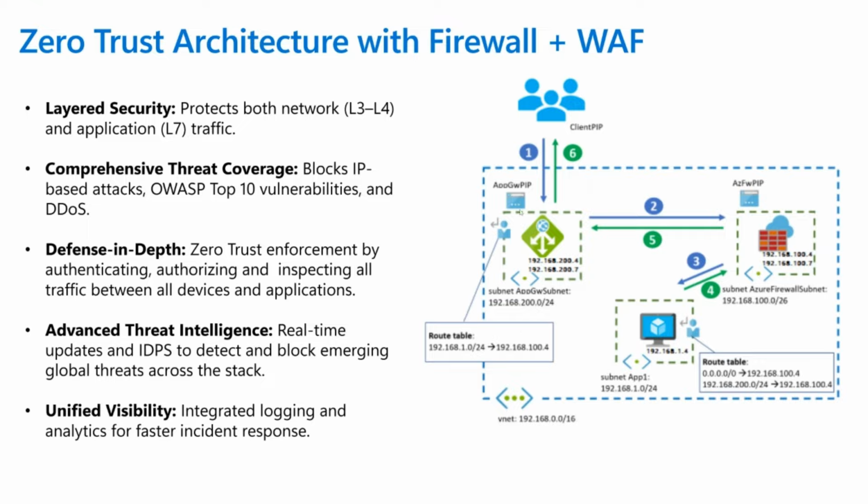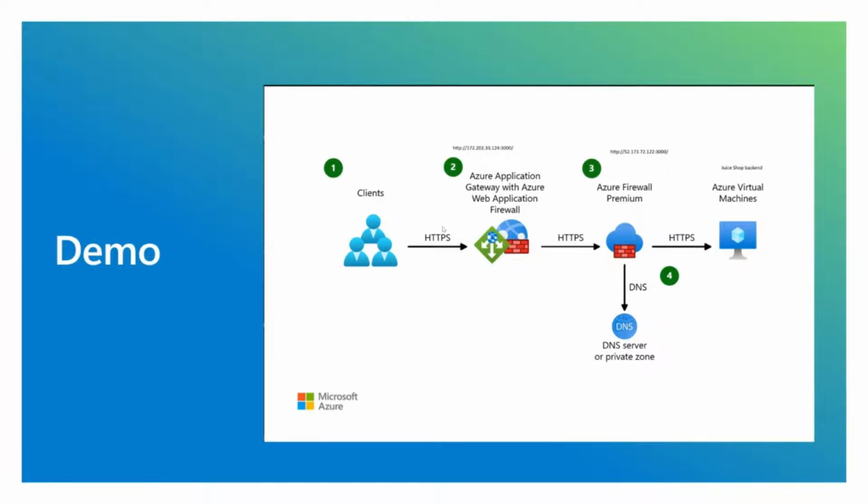So this is one of the architectural diagrams where we can use both firewall and WAF together. Here the WAF is on the front line, and then the traffic goes to the firewall before it hits our cloud workloads. Now, to understand this clearly, I'll hand it over to Sai, who will be demonstrating how WAF and firewall can work together to defend against various threats. Sai, the floor is yours.